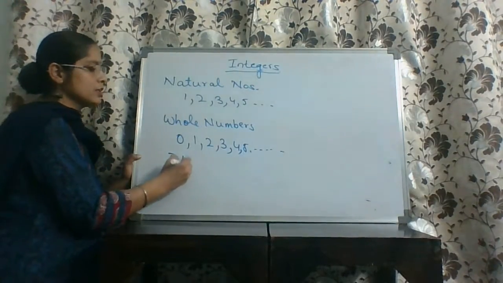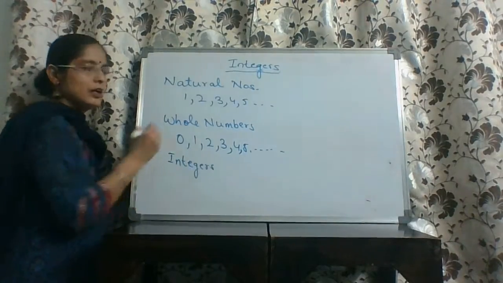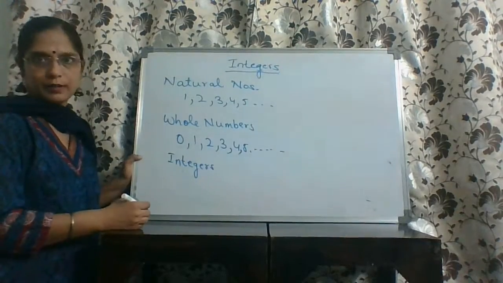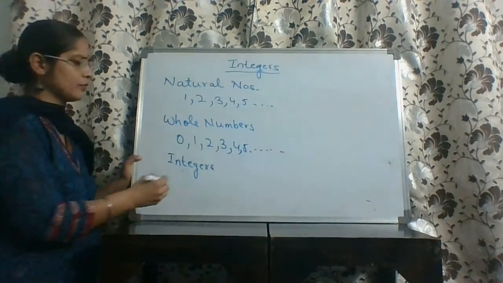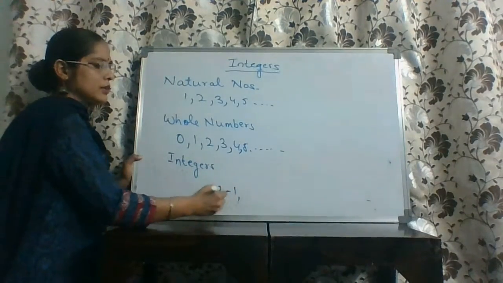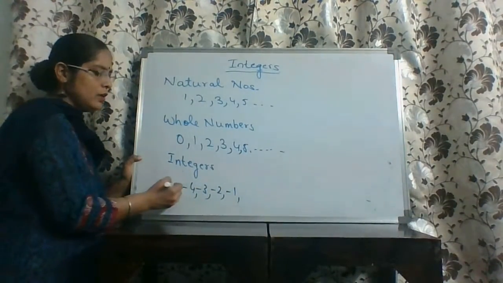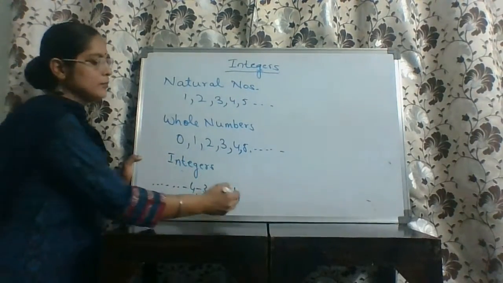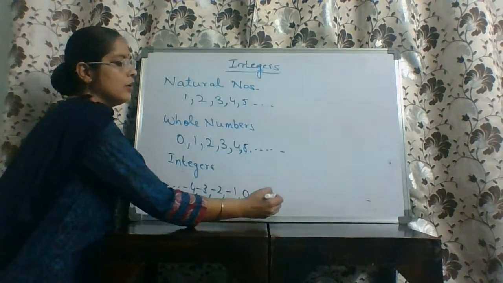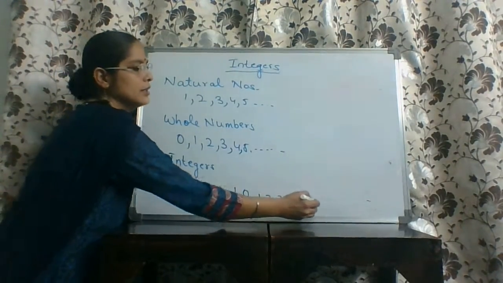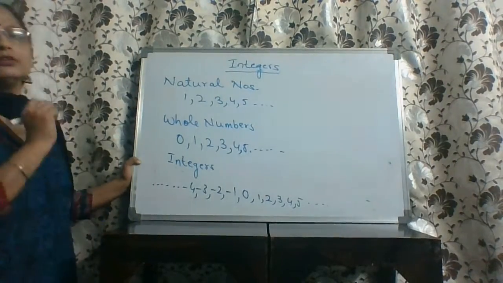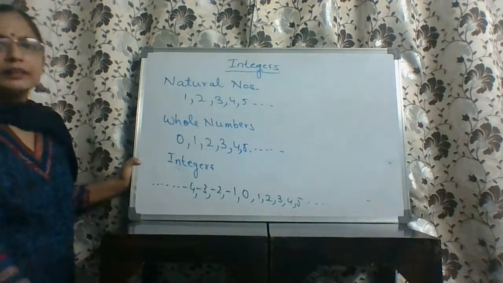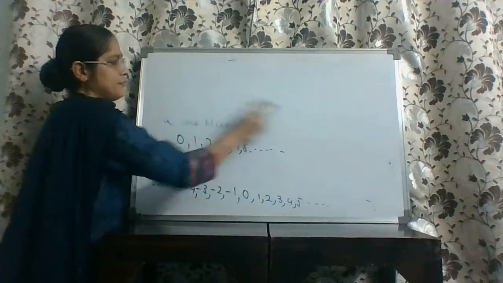Now what are integers? 0, all counting numbers, and negative of counting numbers are integers. What are negative of counting numbers? -1, -2, -3, -4 and so on are negative of counting numbers. Integers are negative of counting numbers, 0 and all counting numbers. So we conclude that integers are counting numbers, 0 and negative of counting numbers.